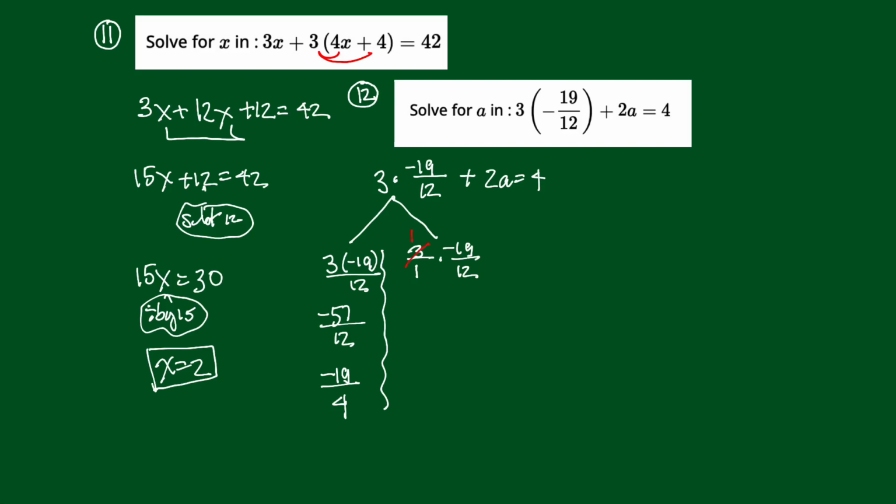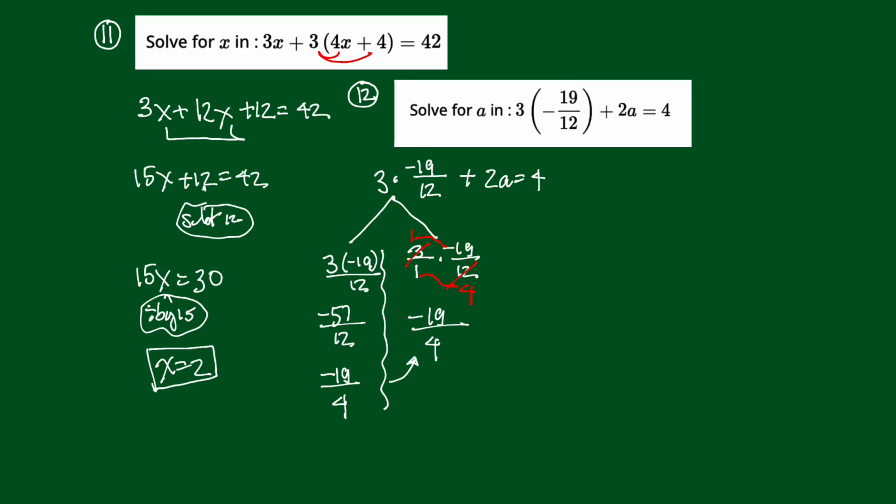3 into 3 is once. 3 into 12 is 4. And now what have you got? You got 1 times negative 19, which is negative 19, over 1 times 4, which is 4. And we've got it. I've got it right away, right? So I think this is the way to go.